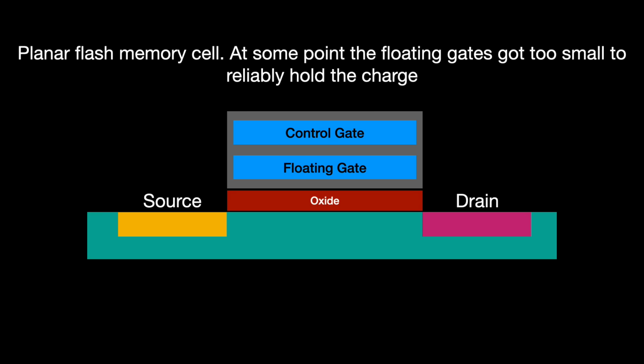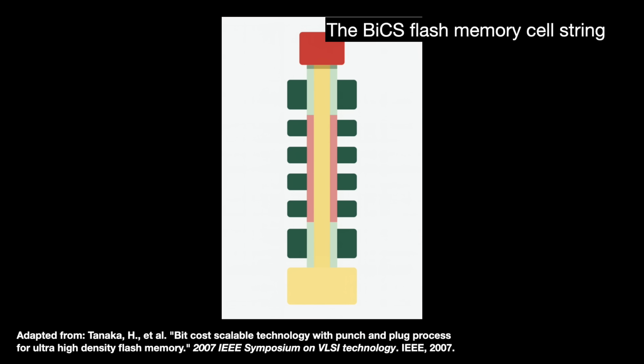To make 3D NAND, we first deposit dozens of alternating layers of dielectric. Then we pattern and punch deep channels through those layers and produce charge traps inside those channels. Each layer becomes a memory cell.